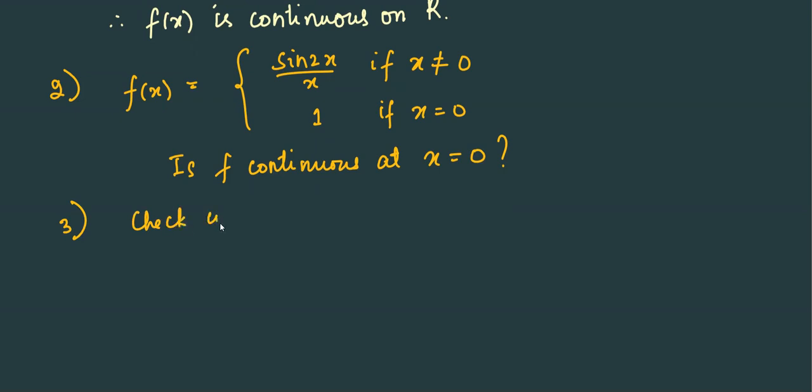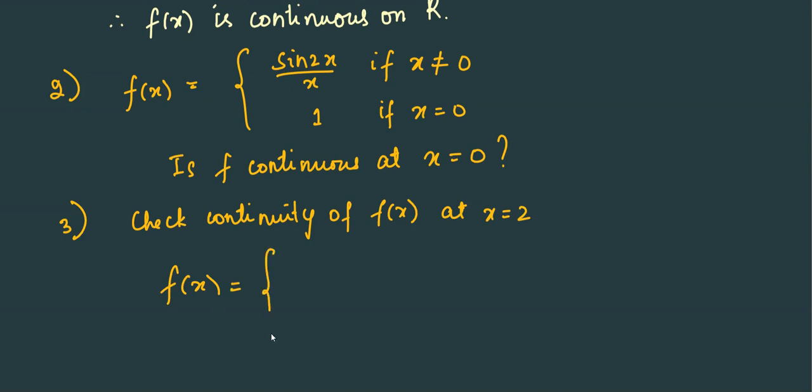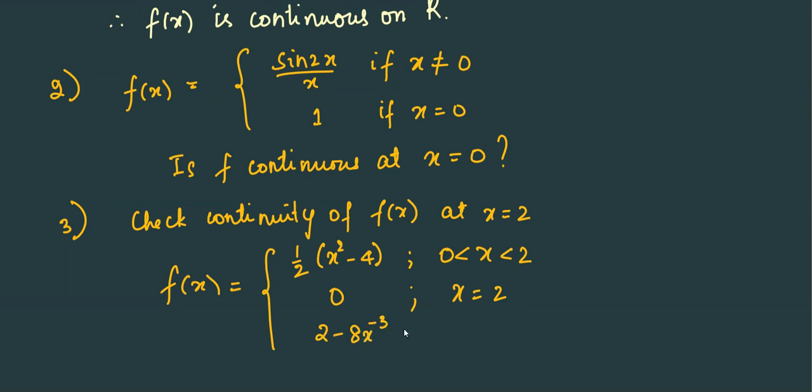Check continuity of f of x at x equal to 2, where f of x is defined by half x square minus 4 for x lying between 0 and 2, it's equal to 0 for x equal to 2, and 2 minus 8x to the power minus 3 if x is greater than 2.